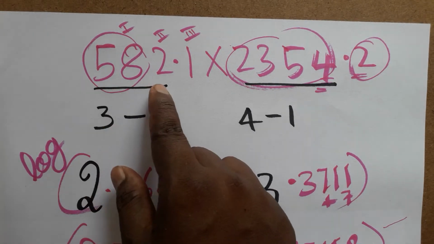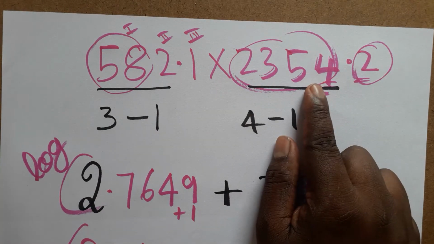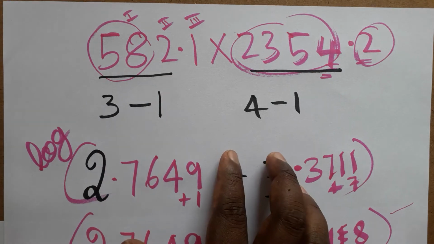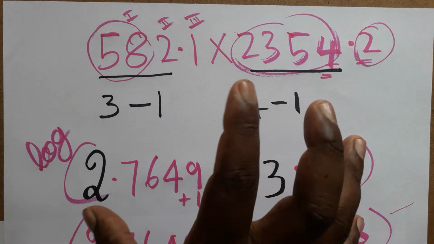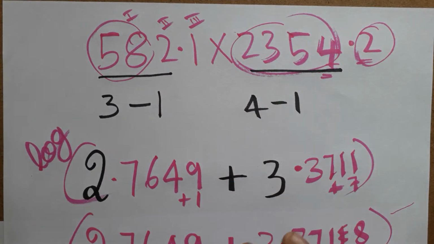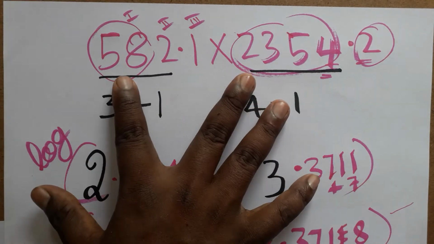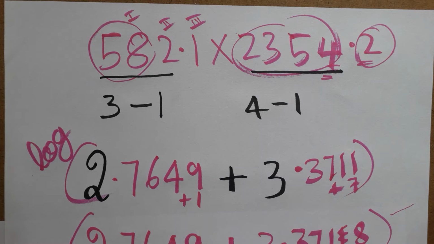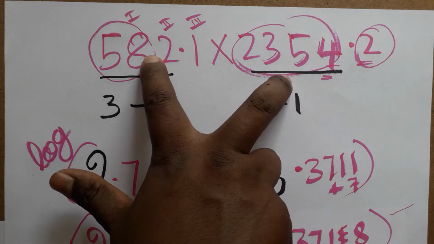Here we have a three-digit number and here we have a four-digit number. First, you have to find the log value, then you have to take the anti-log. Then you will directly get the multiplication of these two. Instead of multiplying these two numbers, you can take log and anti-log, and you will get the value of the multiplication.